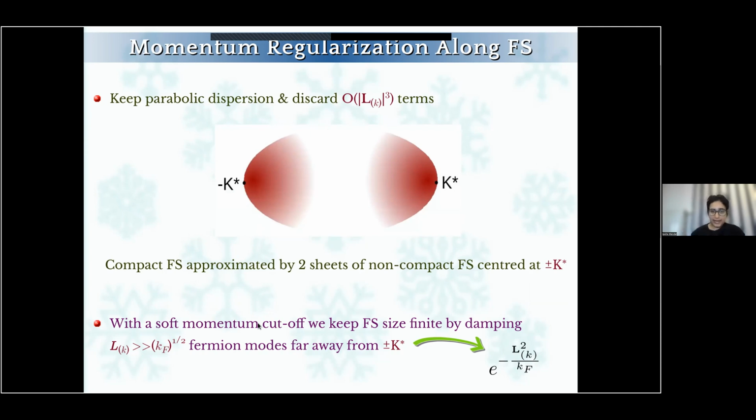So we can take care of this non-compactness or superficial non-compactness by using a soft momentum cutoff. So we'll keep this finite size of the Fermi surface in our integrals by damping out very large Lk modes, which are far away from plus minus k star. And this soft cutoff is employed by using an exponential damping factor.